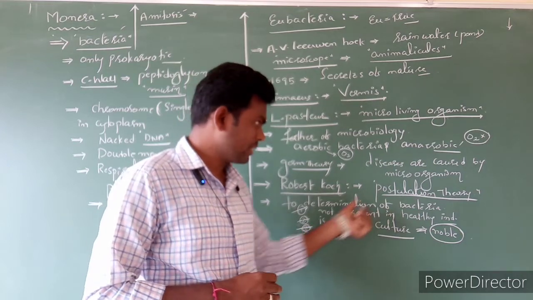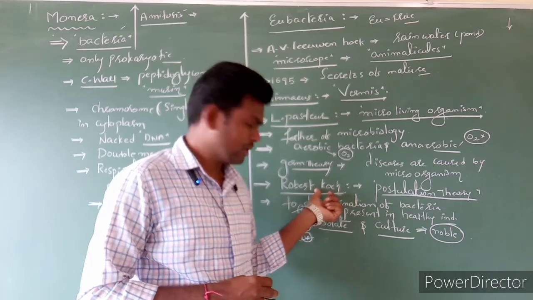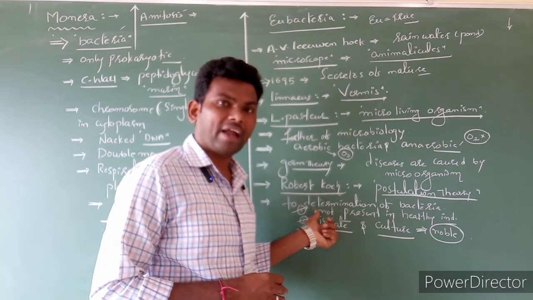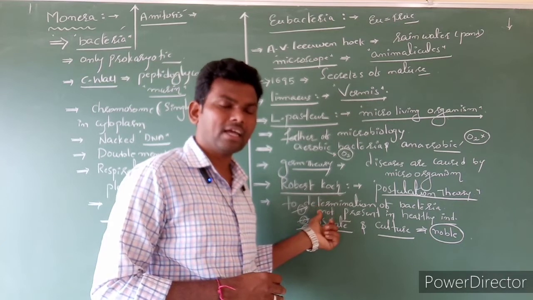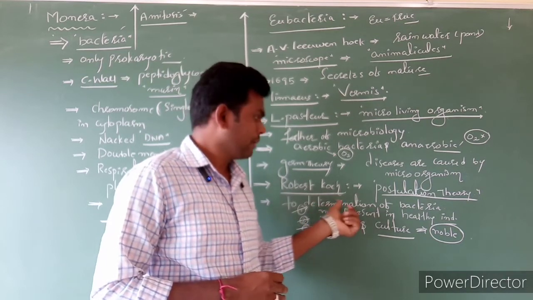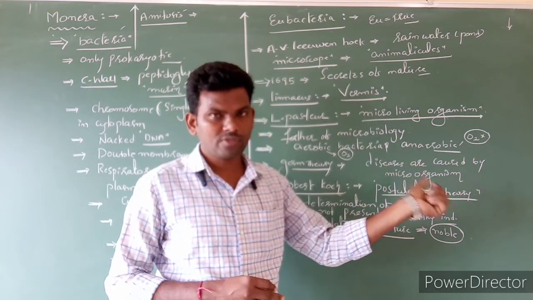This is the postulation theory proposed by Robert Koch. What is the first point? Bacteria are present, and we notice them only in diseased individuals. These bacteria are absent in healthy individuals.